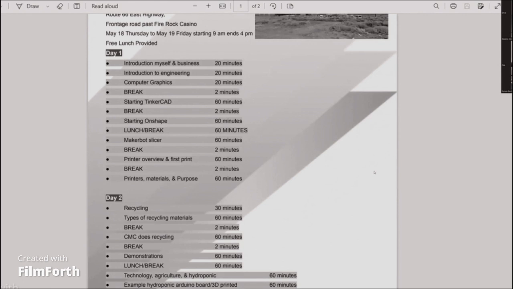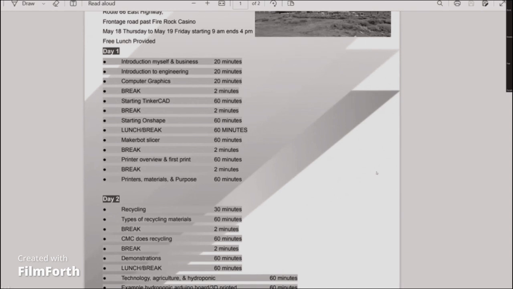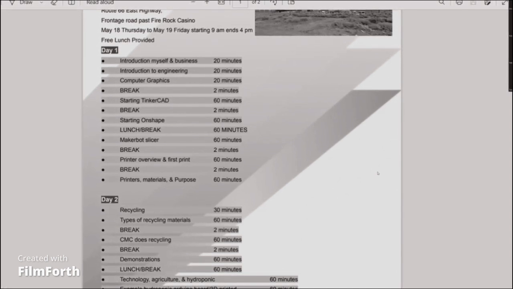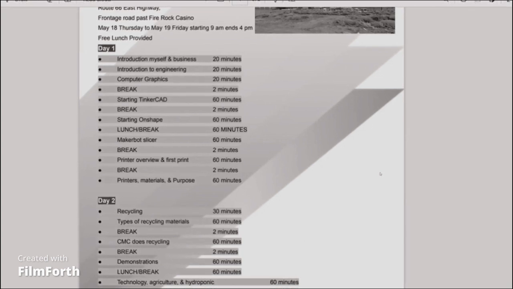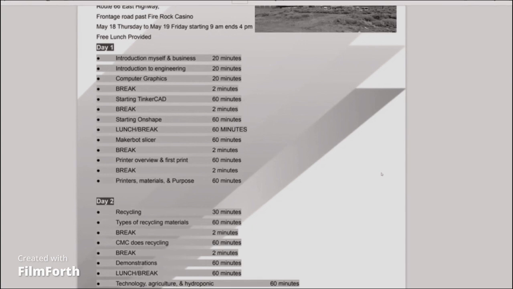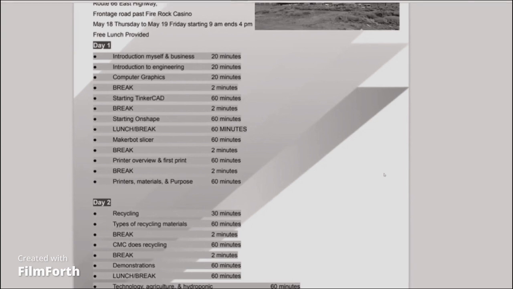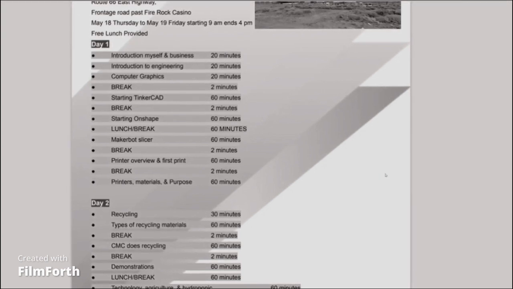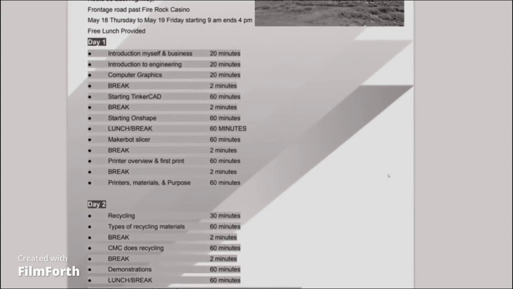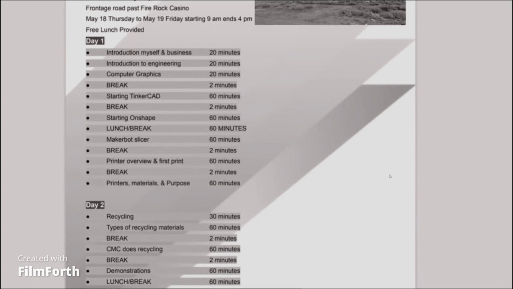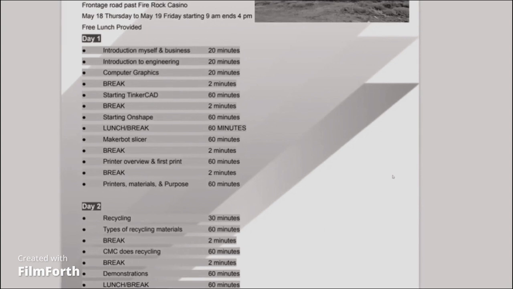The next day is going to be about recycling. We're going to discuss what types of recycling there are, how to define the term recycling, and the difference between trash and recycling. Then the types of materials out there that can be used for recycling, which will take another hour. We'll also discuss what CMC does for the company in terms of recycling, and we'll do a 60-minute demonstration of how I use these recycling methods. We'll discuss that later on.